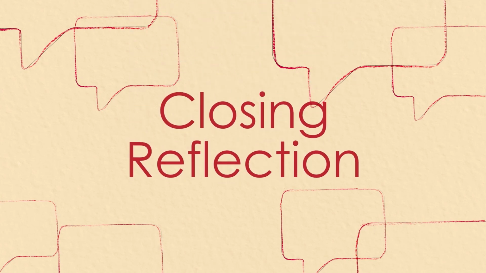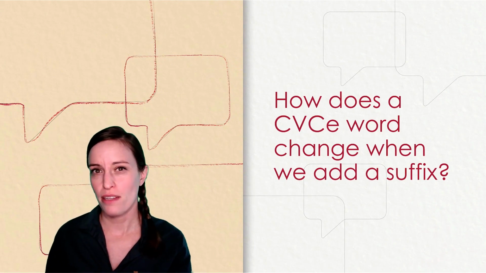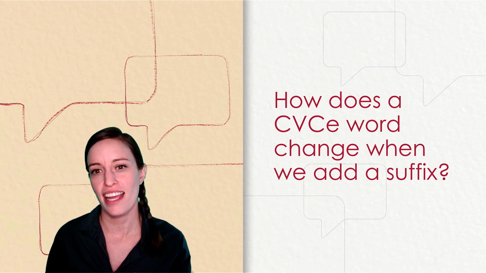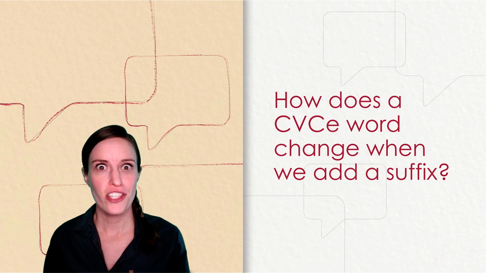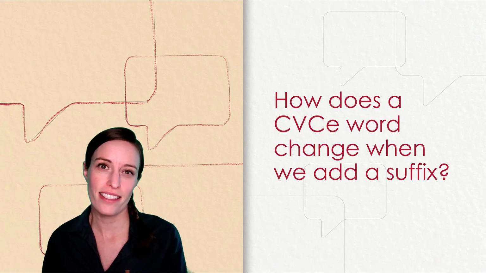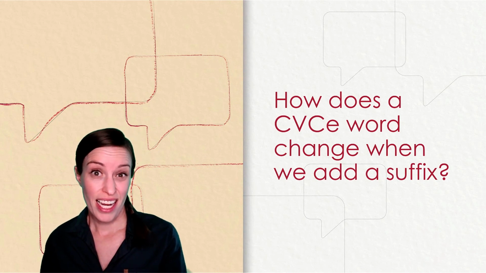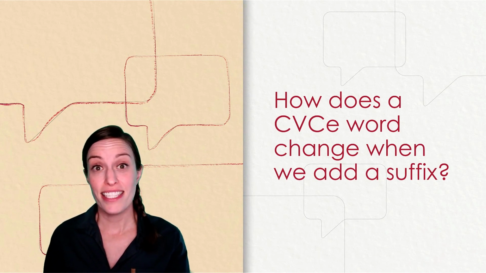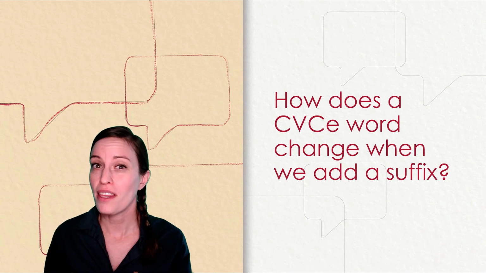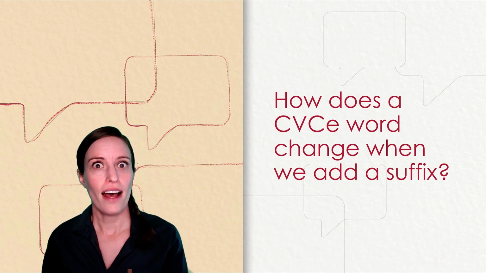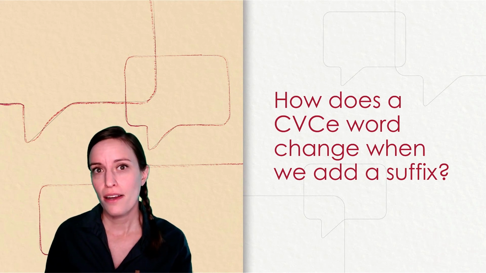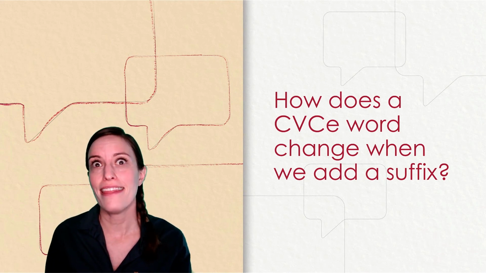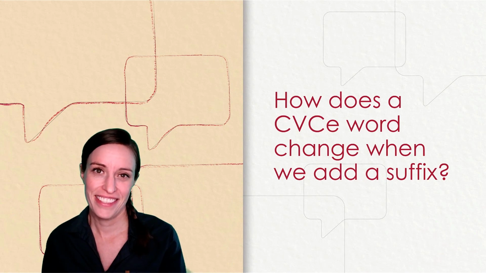Closing reflection. Let's think about this question to reflect on our learning today. How does a CVCE word change when we add a suffix? Sometimes we just add the suffix to the end, like with the suffix s. Other times, with the suffix ed and ing, we take off that e and then add the suffix.